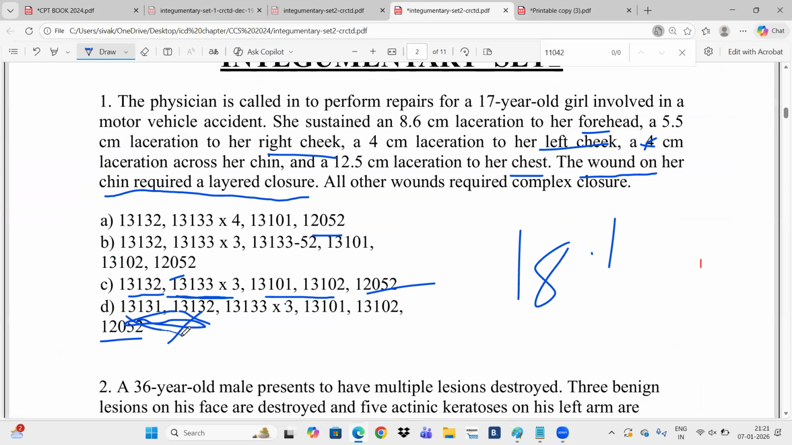So option D is eliminated first. Then check A, B, C. Here they gave it 4 times, correct? Eliminated. Then here they gave 13133 three times, and 13133 again, 52. No need to append any reduced service modifier. Only option C is correct. Got it? Who said D in WhatsApp texting? That should be wrong. Now you understand. No need to code 13131. Option C correct.